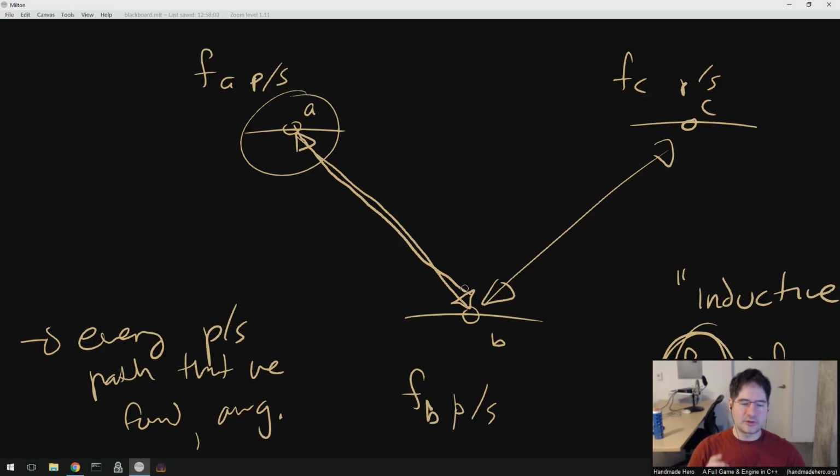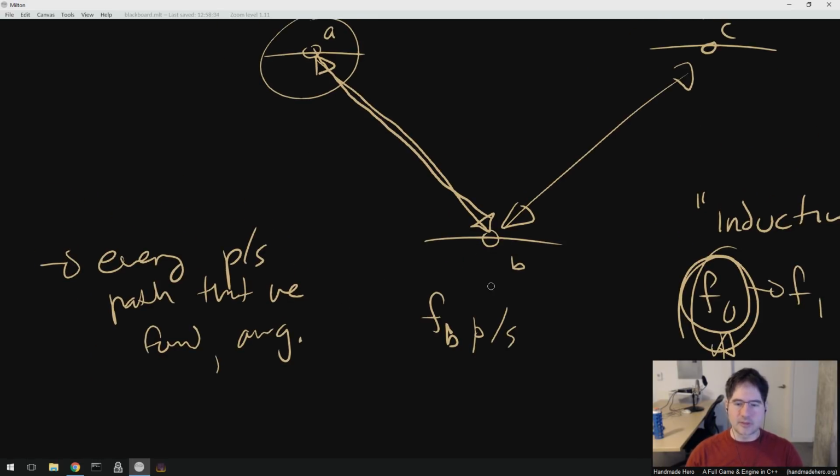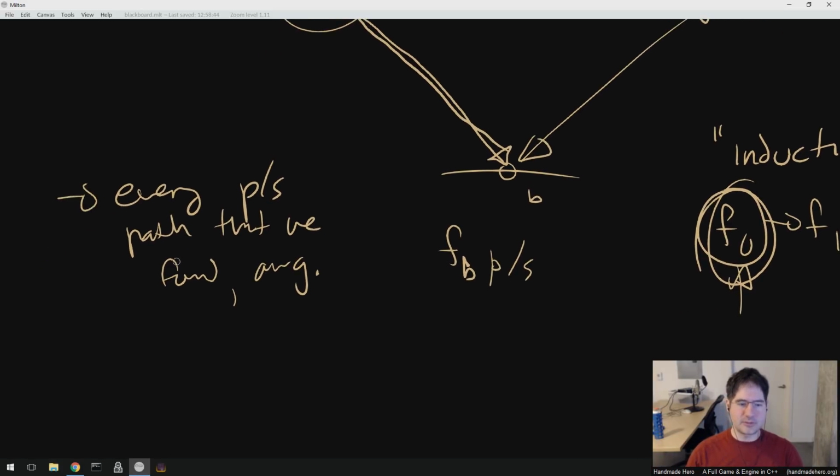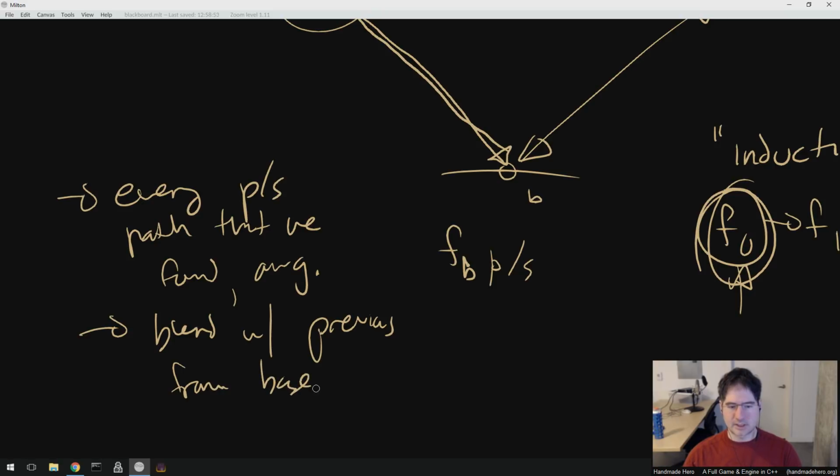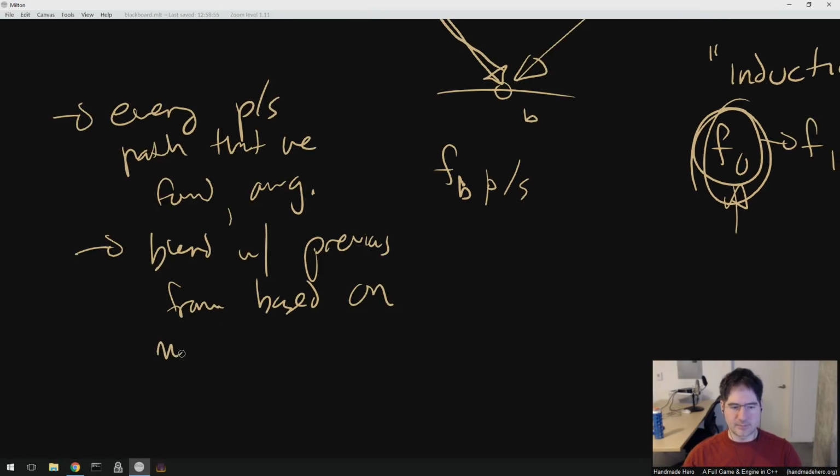So I think we want to do, for every path we find, we average the photons per second modulo the cosine term. And then we assume that our photons per second can only change at a particular rate. And this is to avoid the flicker. So again, we assume now, in addition, that we blend with the previous frame, based on a maximum change rate.